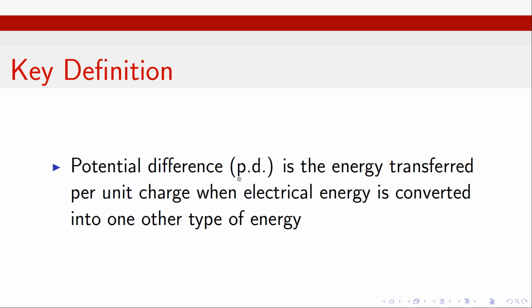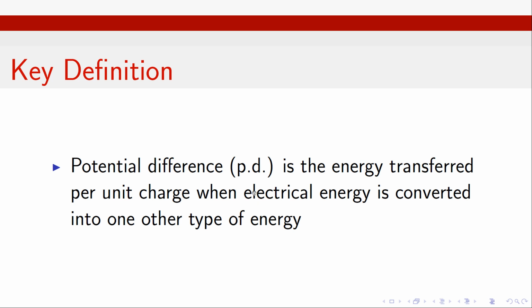The opposite, where we're taking energy out of the system, is what this PD is. This is the potential difference. So this is when energy transferred per unit charge when electrical energy is converted into one other type of energy. So we're going from electrical into another type. So we might be going into thermal energy in a heater or a resistor. We could be going into kinetic energy in a motor, so on and so forth.